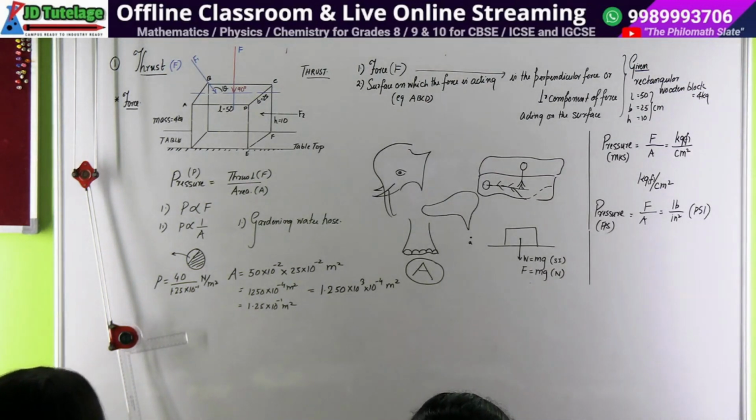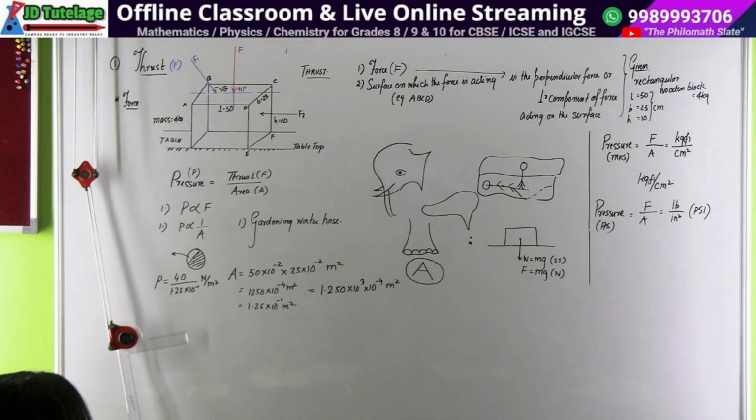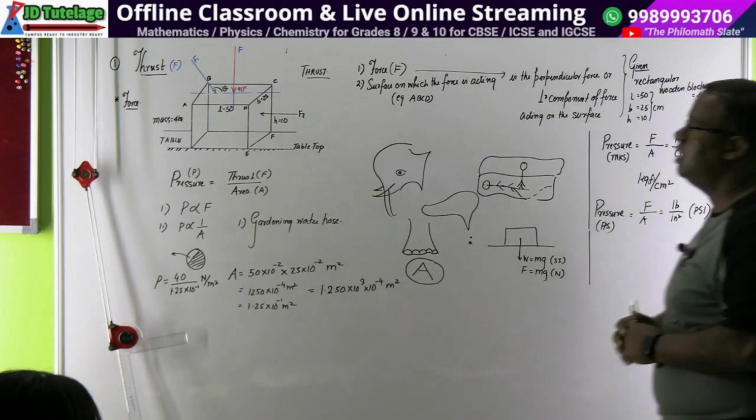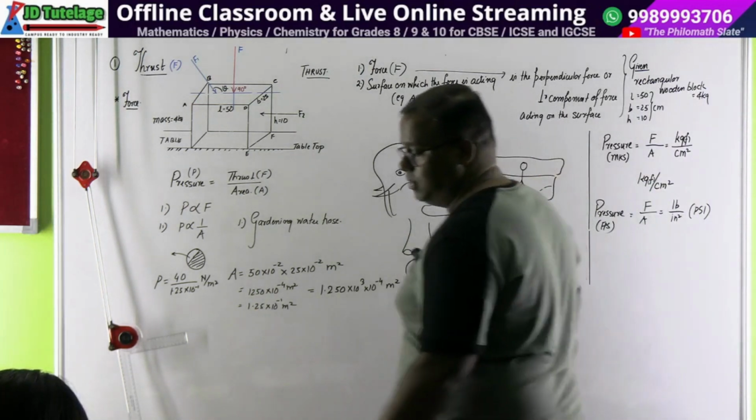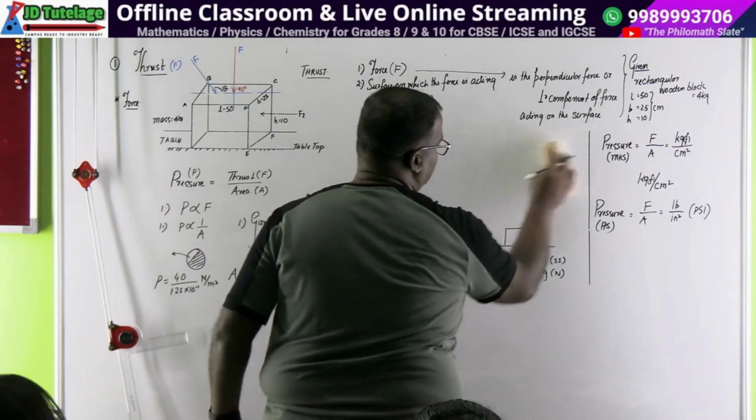Sir, 0.032 kgf by cm square. इसका आंसर कितना आया? 0.032 kgf by cm square. नहीं, इसका SI में आंसर आया कितना? ऐसे में कर रहा हूँ. अच्छा, in MKS how much did you get the answer? Tell me. 0.03. Okay, let me see how much we got the answer in MKS.